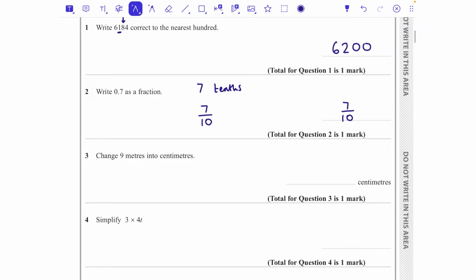Question number 3, write 9 metres in centimetres. So we know that 1 metre is 100 centimetres. So therefore 9 metres is 9 times bigger, so that's going to be 900 centimetres. So 900 would be your answer there.